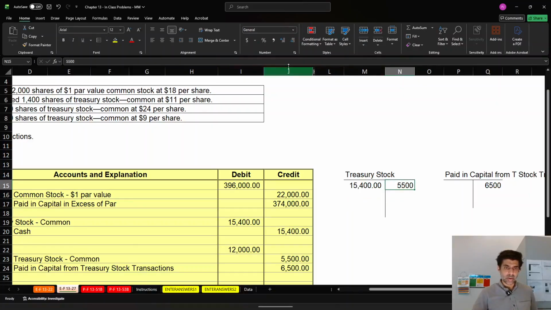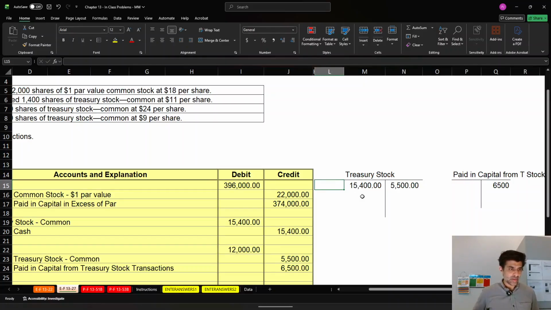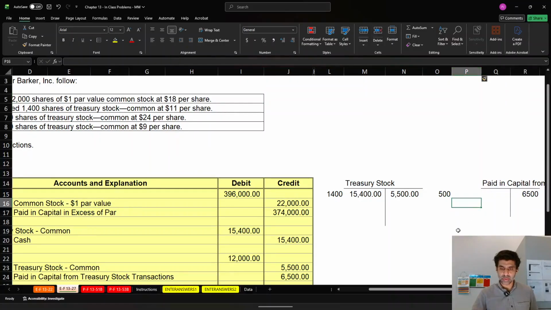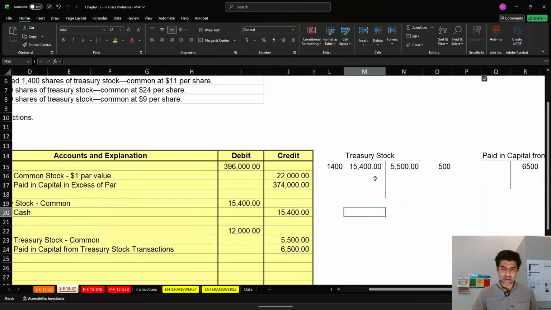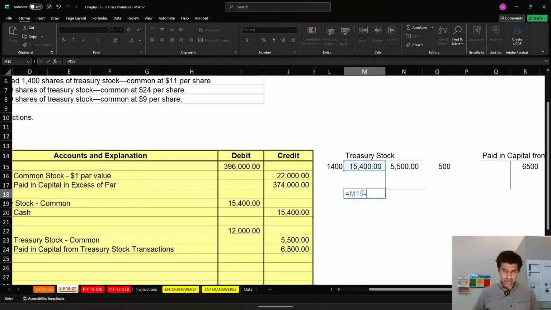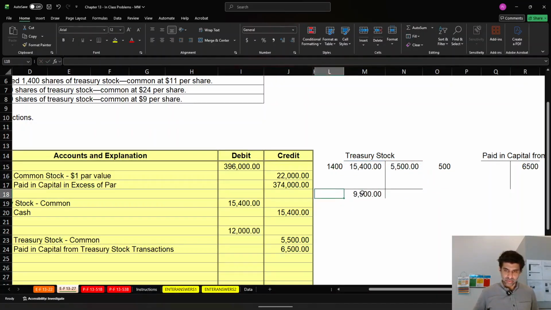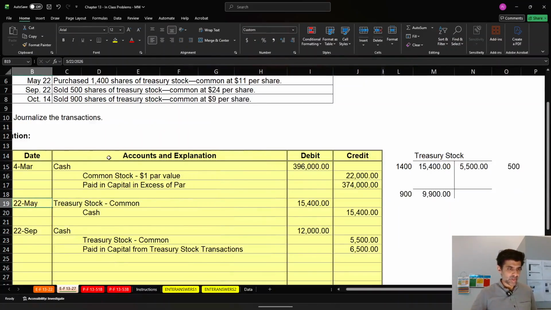Okay, so remember, we kind of need to track the number of shares too. So this was originally 1,400. We just sold 500. So we still have 900 shares left at $11 each. Okay, so right now, I guess we can do a little balance as of now. This is 900 shares. Okay, so now there is another transaction. We sold the rest of them. Basically, we're going to sell the rest of these 900.